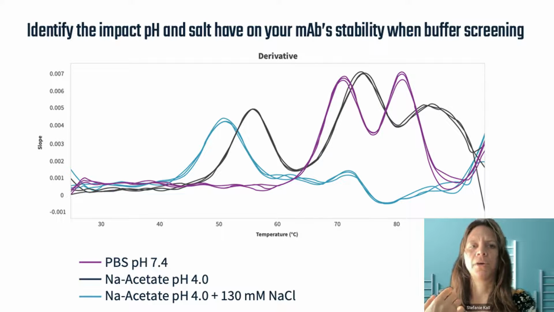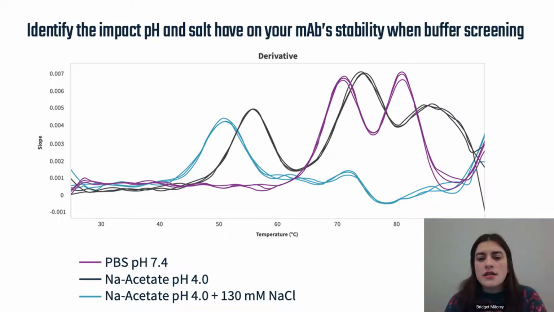So, can you just share a couple of components people might screen in their formulation work? Yes, so pH, salt type and concentration, the presence or absence of detergents and adjuvants are all common things to screen for in a buffer composition.